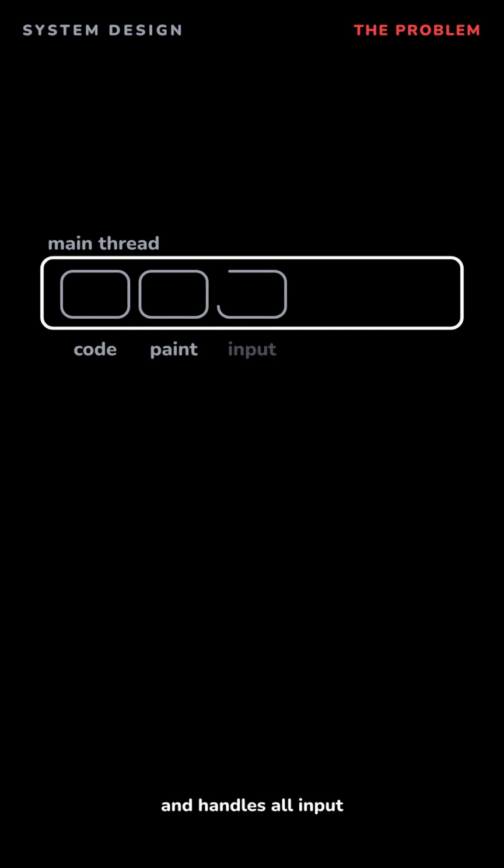JavaScript in the browser runs on a single thread. Just one line of execution. That one thread does everything. It runs your code and it paints the screen. It also handles every click, every scroll, every key press from the user. As long as each task is short, the thread juggles them and the page feels alive.